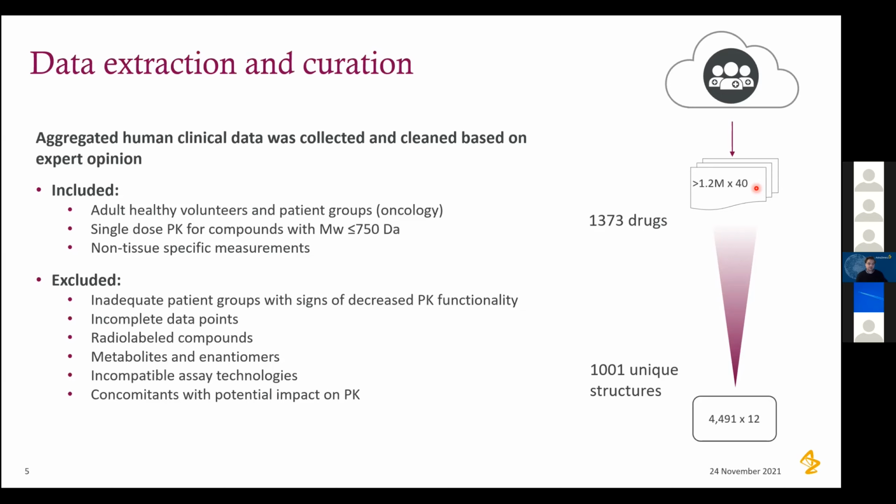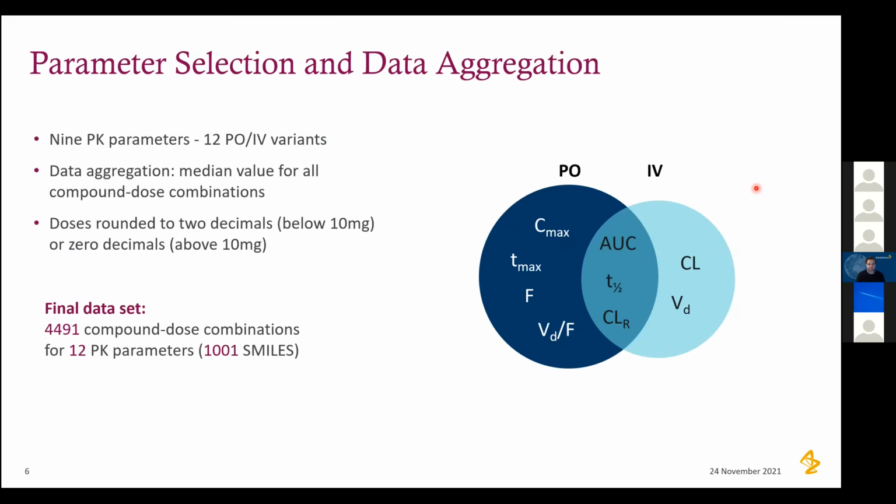So that's what was included. For exclusion, we dropped data entries with missing data, or if the patient group showed signs of decreased PK functionality, and this could be things like renal impairment, and a whole other list of things. So we reduced this big data set of 1,373 drugs down to 1,001 unique structures.